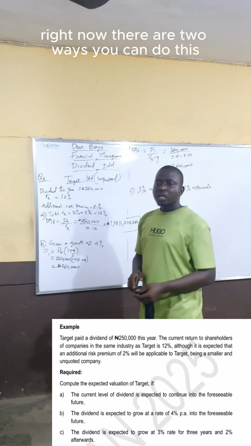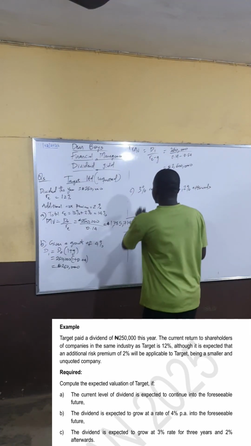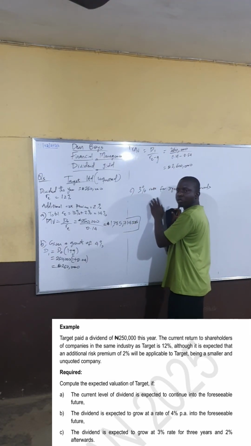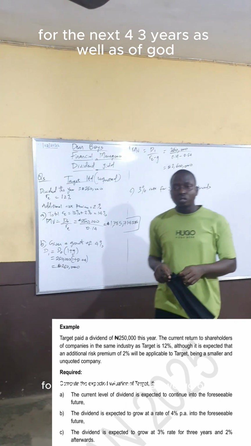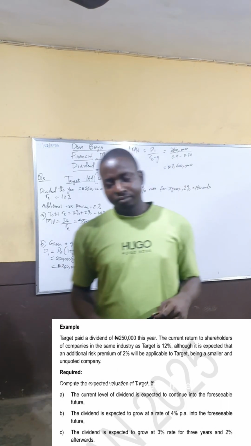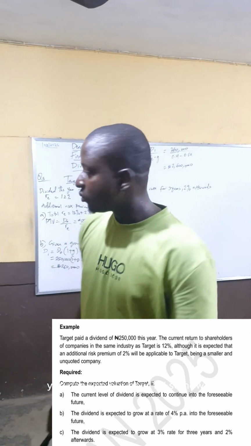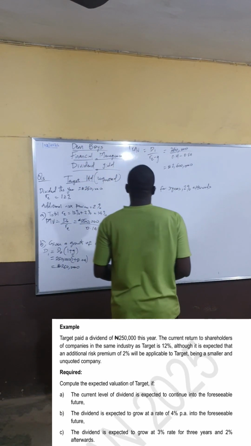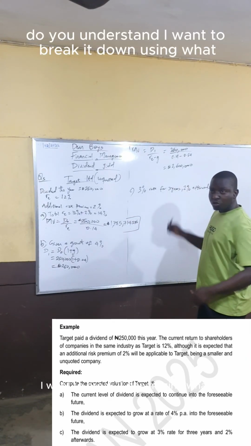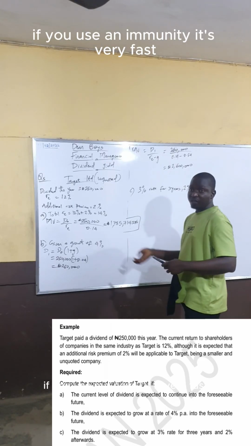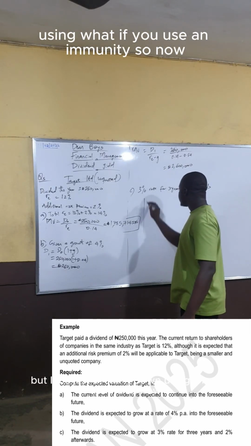Right? Yes. Now there are 2 ways you can do this. That means this thing will be growing for the next 3 years at a constant rate. You can use an annuity here. If you use an annuity, it's very fast, but I want to break it down using the jingle.